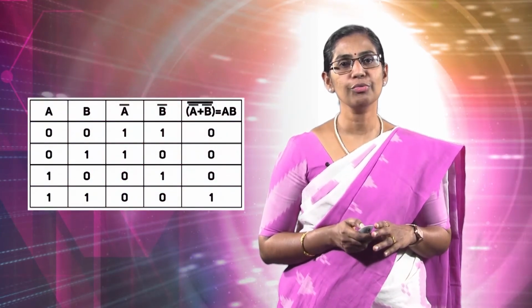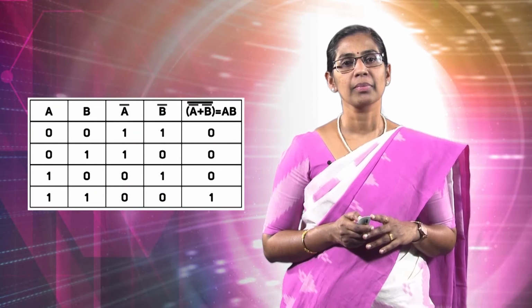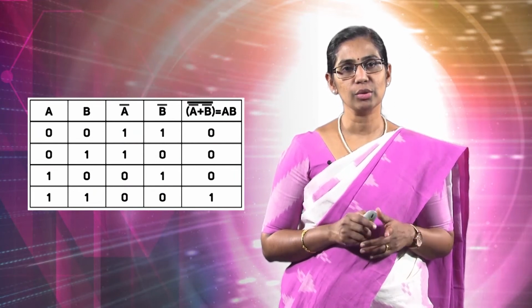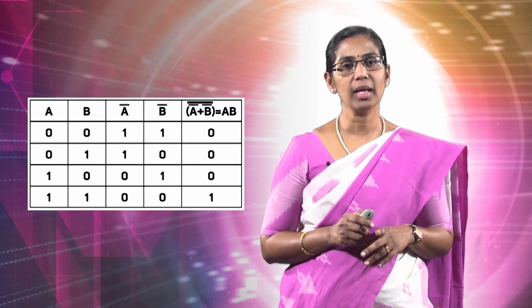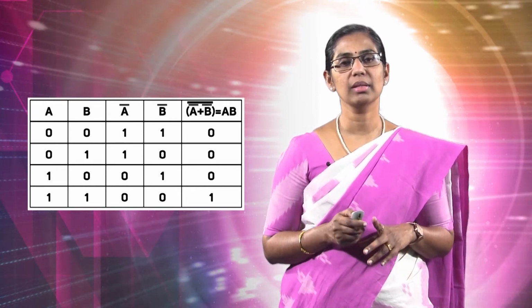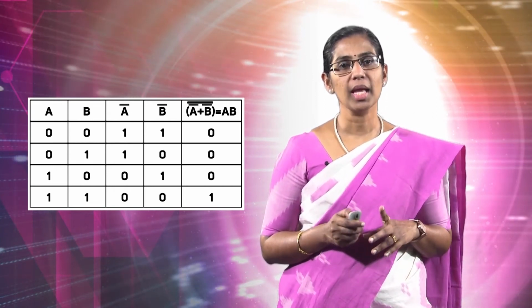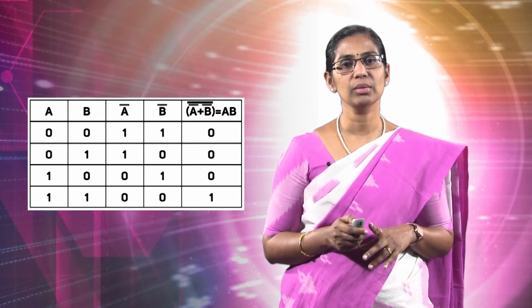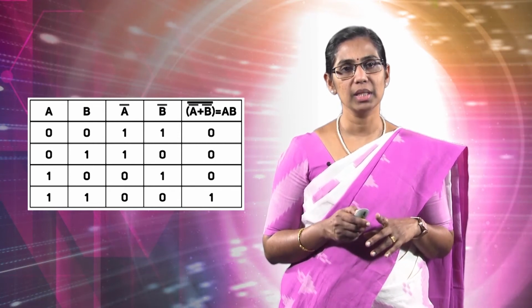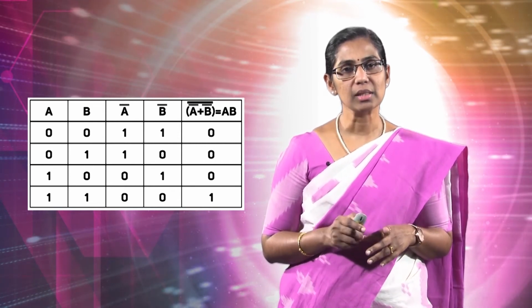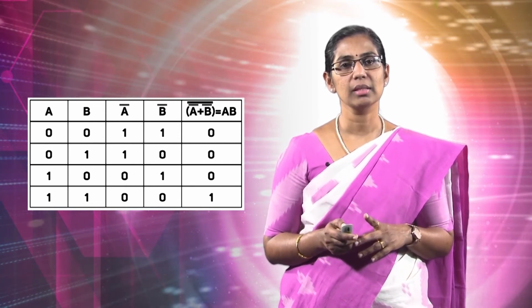The truth table is shown here, which can be used for better understanding. For the values A, B, 0, 0, the final result is 0. Then for A is 0 and B is 1, the result is 0. A is 1 and B is 0, the result is 0. And when A is 1 and B is 1, complements are 0, 0 and the result is 1.